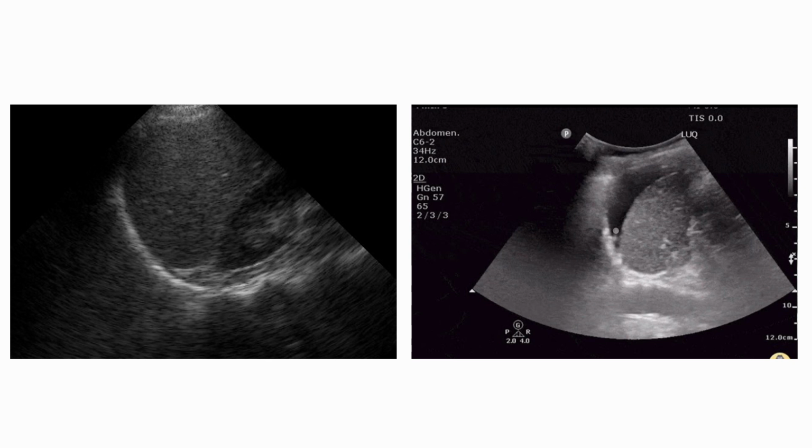So what we're seeing is fluid around the spleen, actually more on the superior part of the spleen. So not even between the spleen and the kidney, but more between the spleen and the diaphragm. And that would be concerning for a splenic rupture.